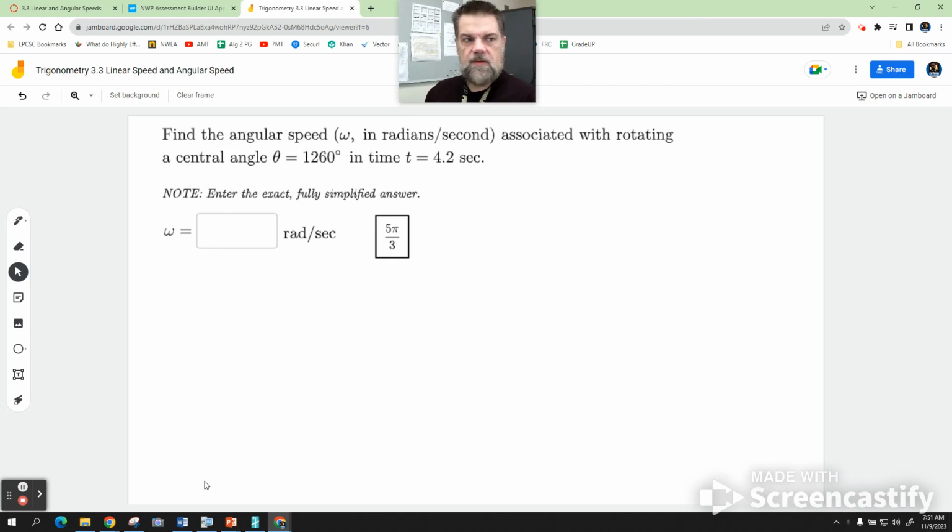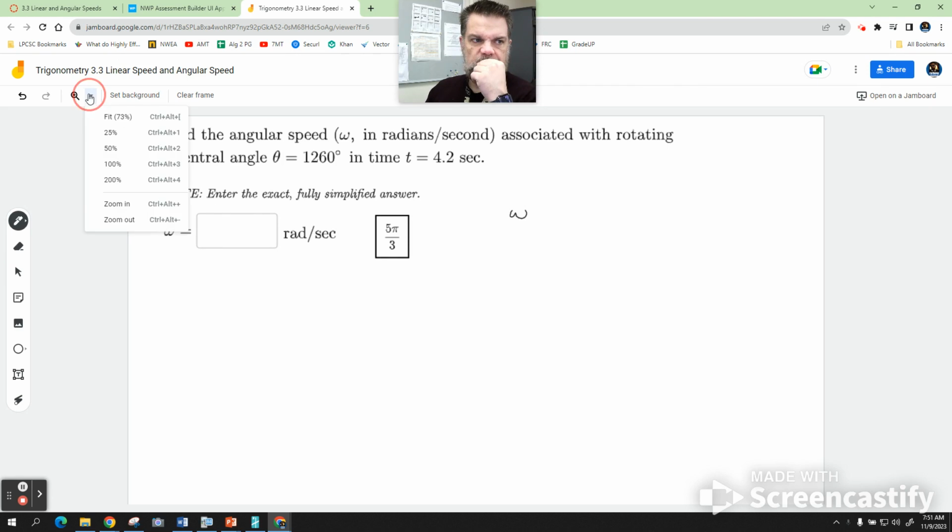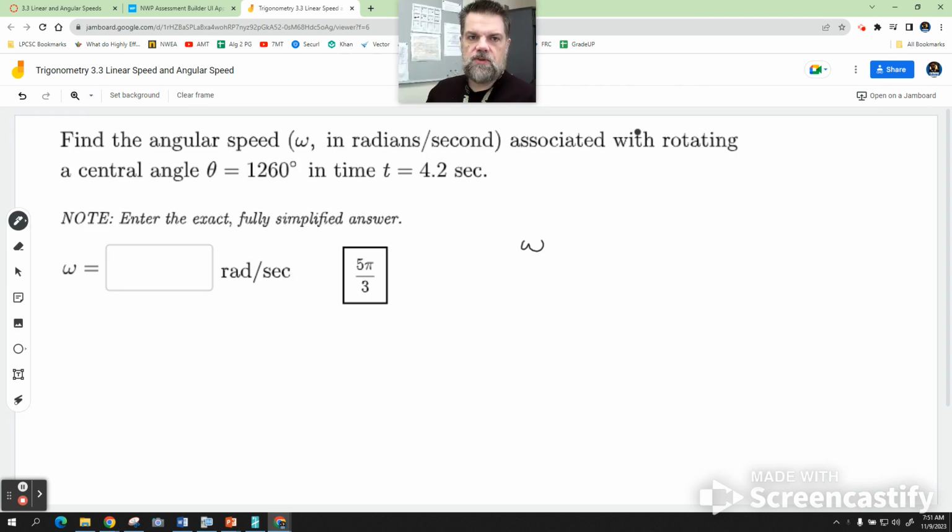All right, so we know that the angular speed, omega, is equal to the angle theta, and remember that has to be in radians, divided by time.